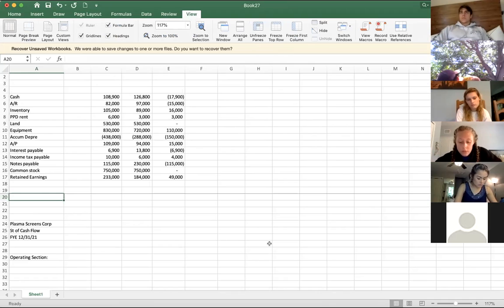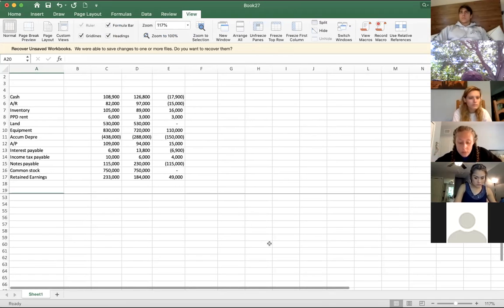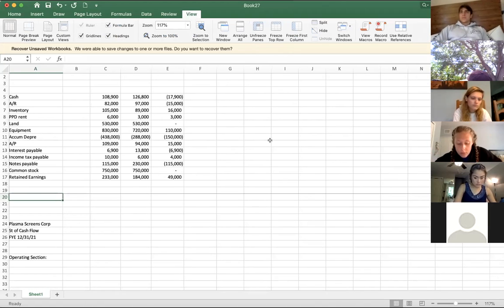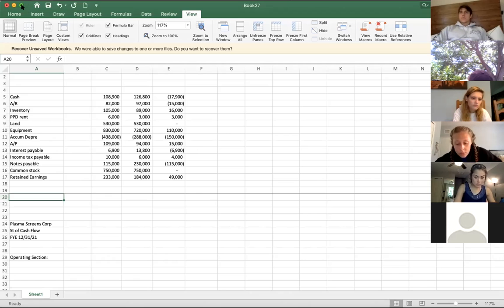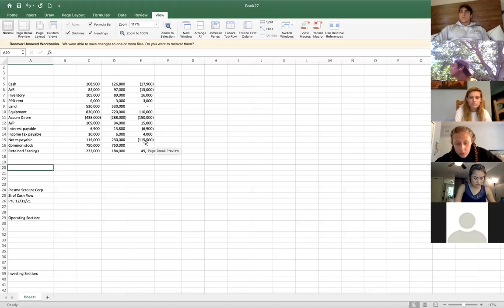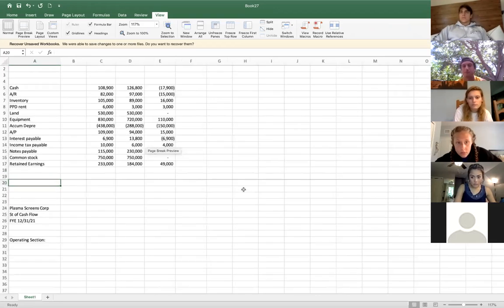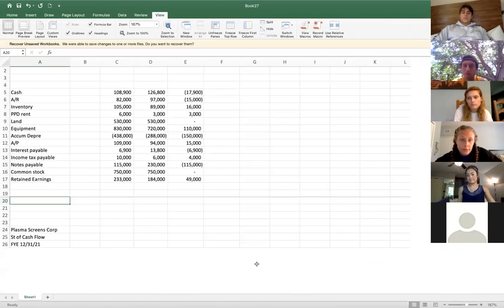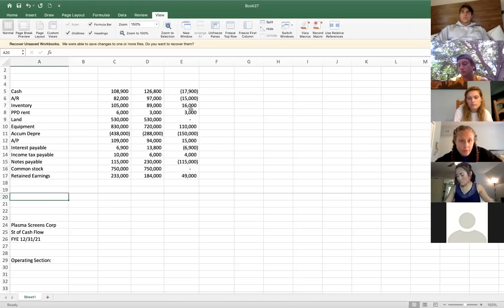All right, so what I did was I just froze my panes so that you could see the top part and then where I'm putting it. All right, so y'all ready? Yep. All right. So I've got the change in each one of my accounts, and I'm going to put the change in somewhere on that statement of cash flows.